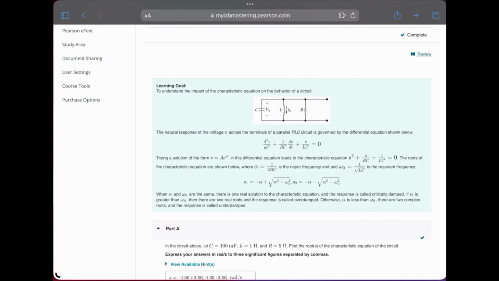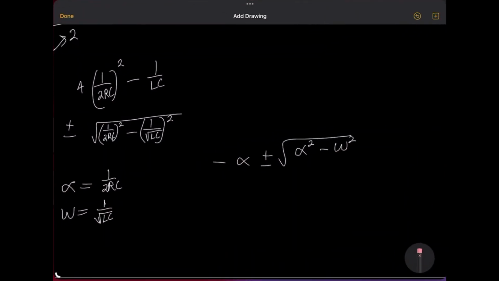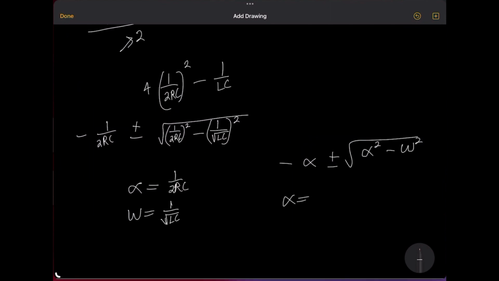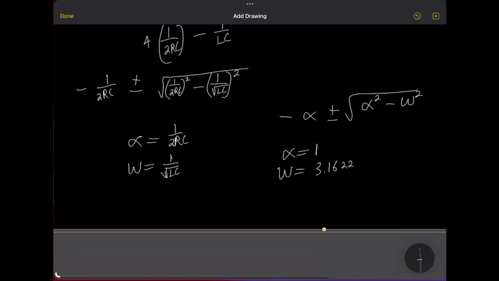So let's finish solving this problem. So let's figure out what alpha and omega are. What are they going to be equal to? So that number is going to be, use this calculator. Okay, our values for alpha are going to be 1, and omega is going to be 3.16, 2, blah, blah, blah, keeps going. So let me do this really quick.